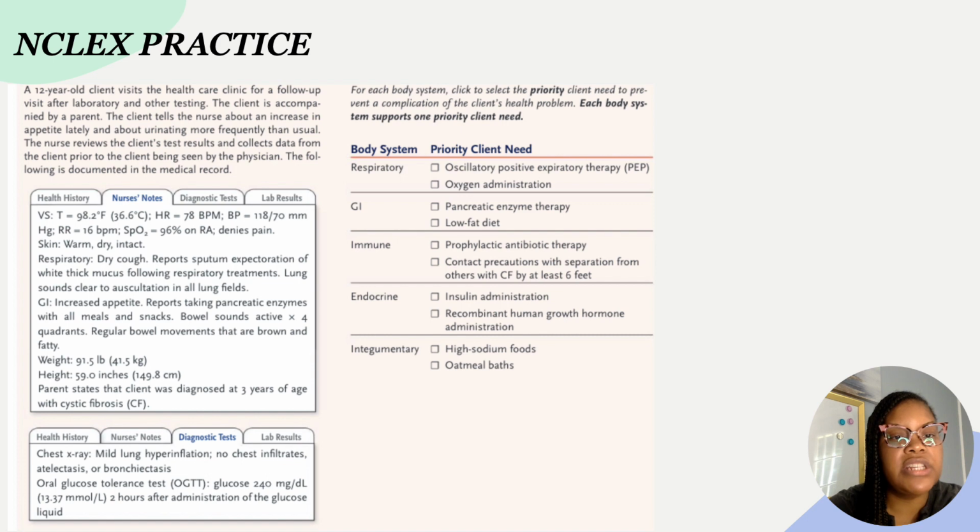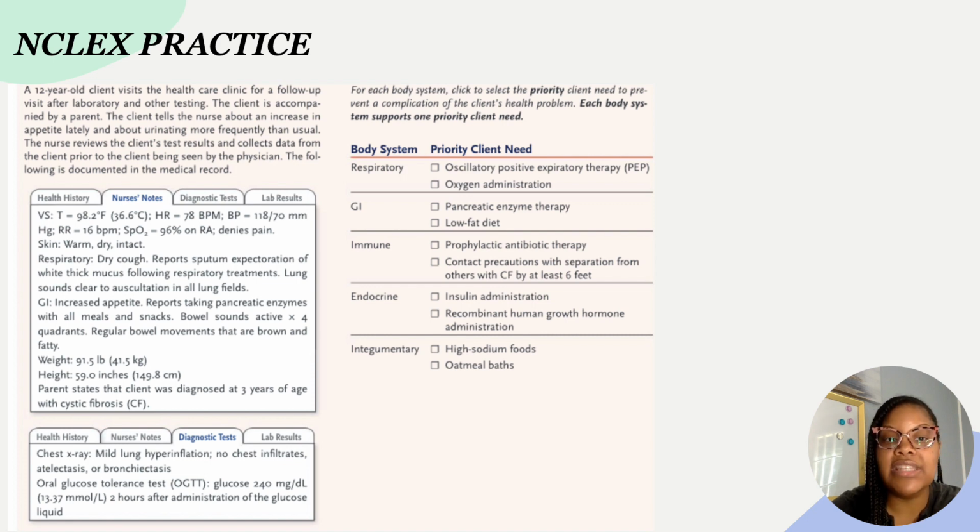So we see the patient's vital signs: temperature 98.2, heart rate 78, blood pressure 118/70, respiration 16, oxygen level 96. So vitals look good. Doesn't have any pain. The skin is warm, dry, and intact. Respiratory, they do have a dry cough. They have sputum of white thick mucus following their respiratory treatments. Their lung sounds are clear in all fields.